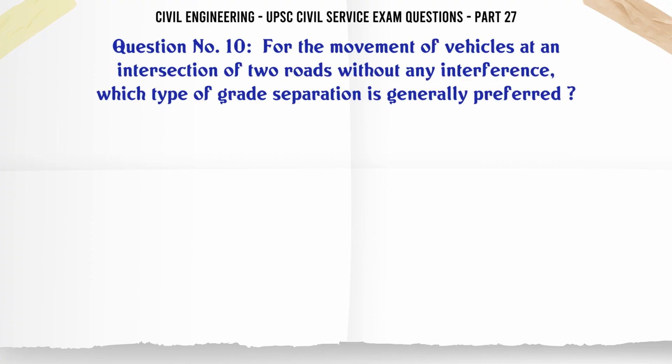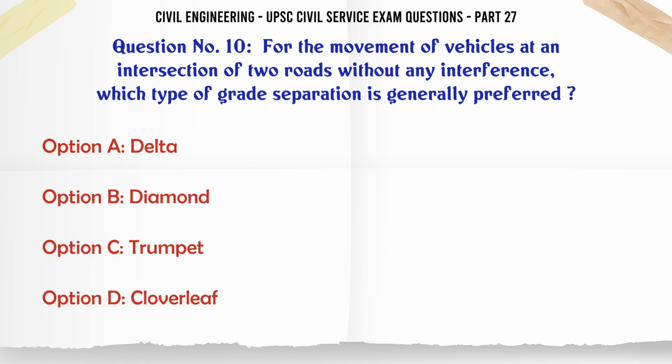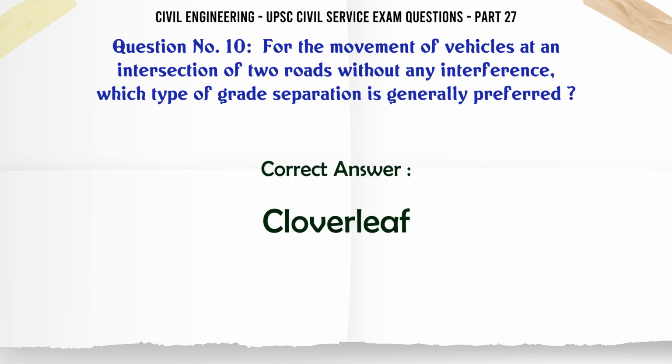For the movement of vehicles at an intersection of two roads without any interference, which type of grade separation is generally preferred? A. Delta, B. Diamond, C. Trumpet, D. Cloverleaf. The correct answer is cloverleaf.